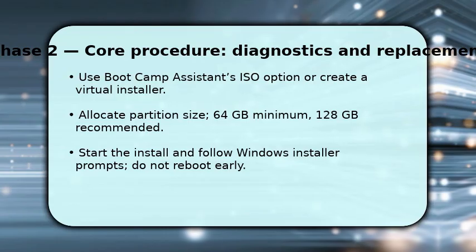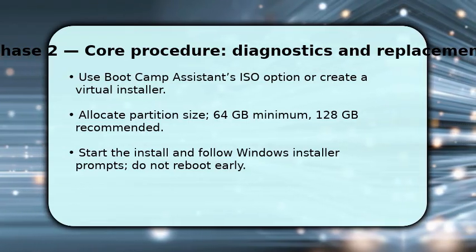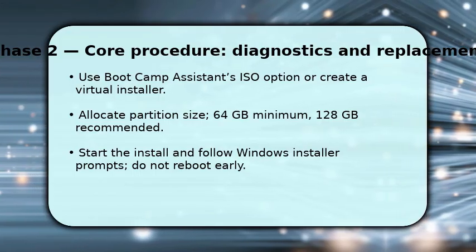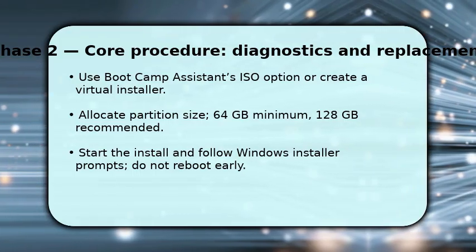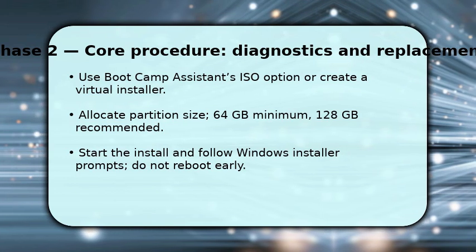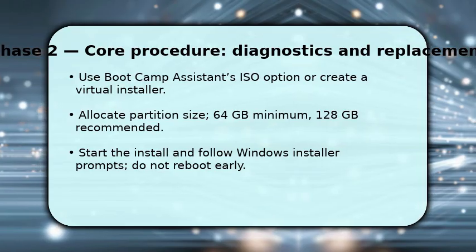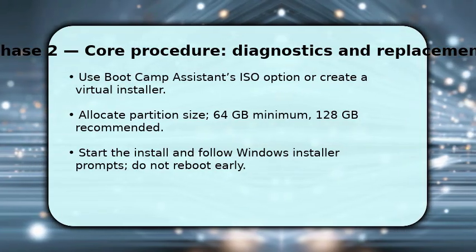When the Mac restarts into the Windows installer, choose the Boot Camp partition and format it as NTFS. This is essential so Windows accepts the drive. Continue through the Windows setup, enter product keys, choose regional settings, and let the installer copy files. Be patient, large ISOs take time to expand and install.